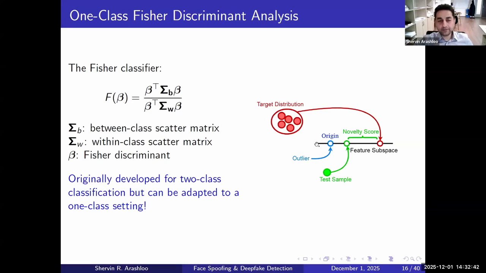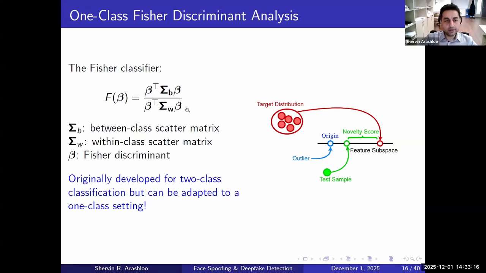Then what is the sample from the second class? We assume a hypothetical sample from a second class, the origin in that one-dimensional subspace. This is assumed to be the single outlier or negative sample. So if we can manage to do this, then any test sample, when projected onto the same subspace, we will measure its distance to the projection of our samples, basically the target distribution, and that would give us a score of how much genuine or how much fake our sample is.